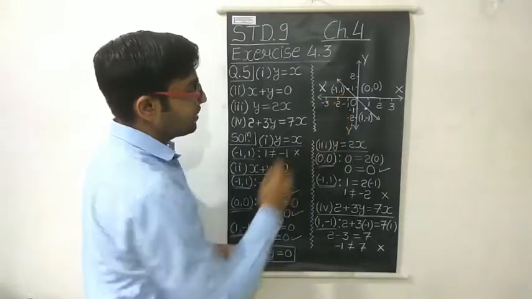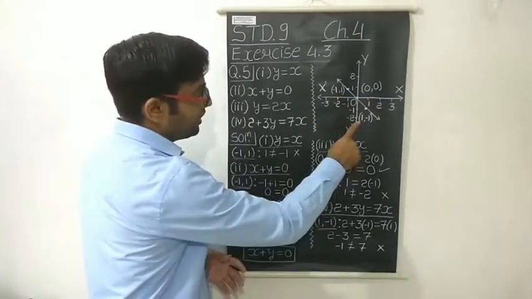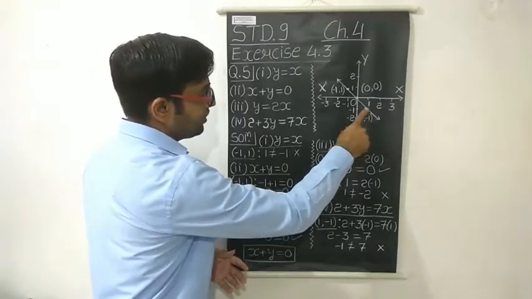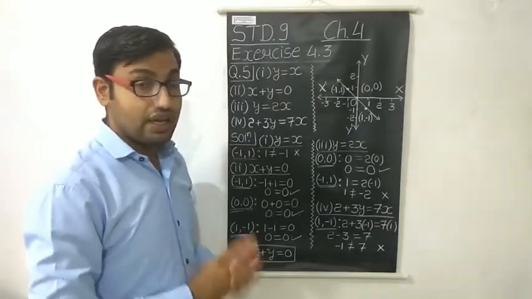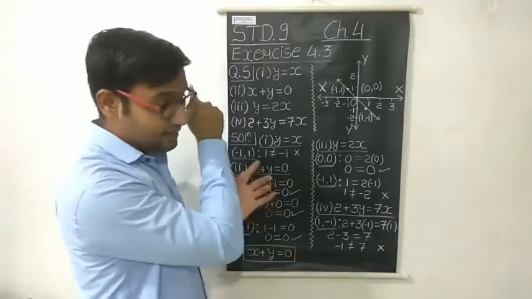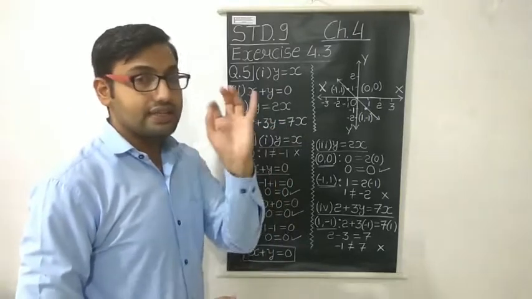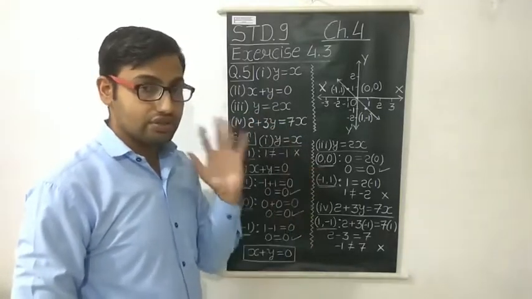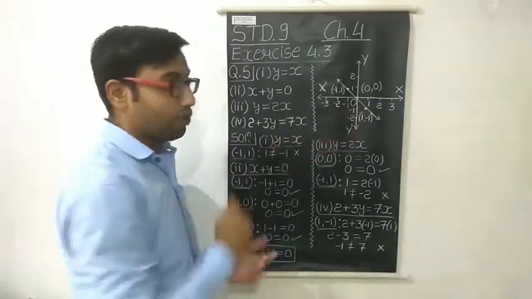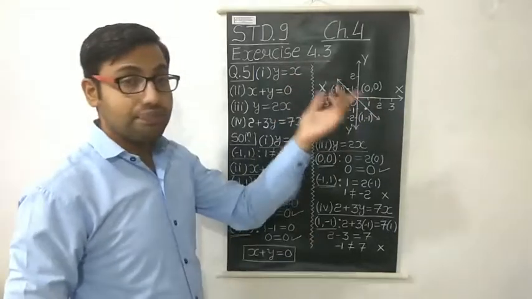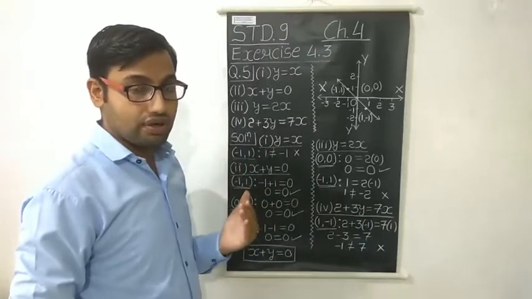Now here you can see that 3 points are given. First one is (-1, 1), second one is (0, 0), and third one is (1, -1). We know that if there is a line, then every point on that line is a solution of the linear equation, right? That we have already studied. So all the 3 points must be solutions of the linear equation, right?